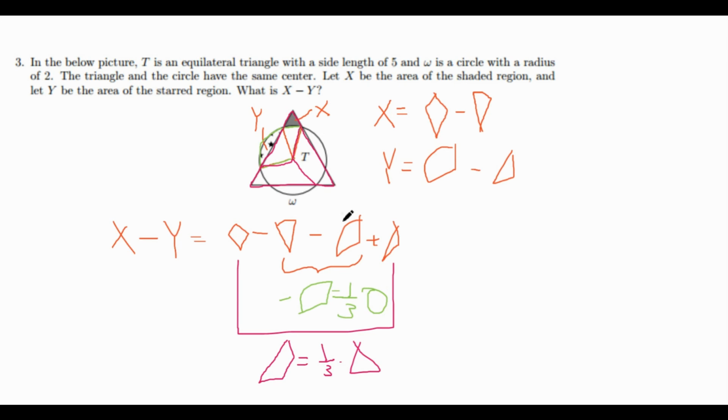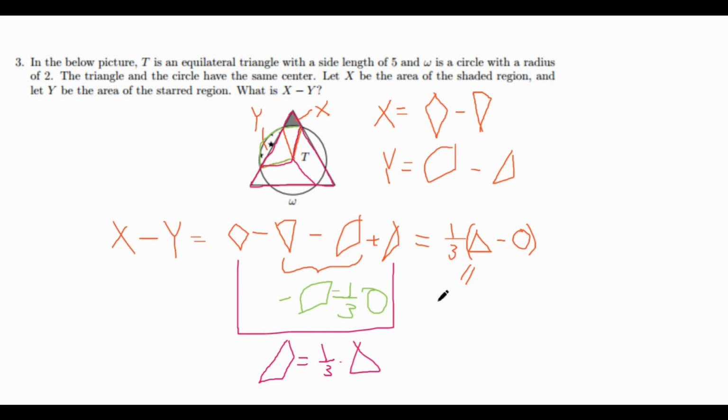So now we've simplified this problem immensely, because X minus Y is simply equal to 1/3 the area of the triangle minus 1/3 the area of the circle. Like so. And now to finish off the problem, we just need to recall the formulas for the areas of an equilateral triangle and a circle.